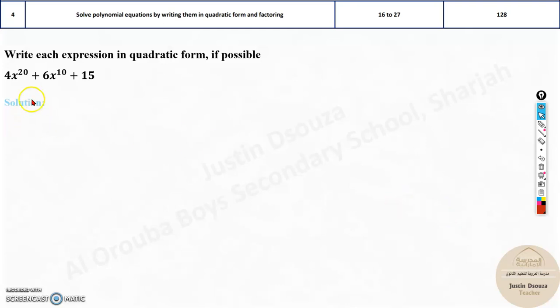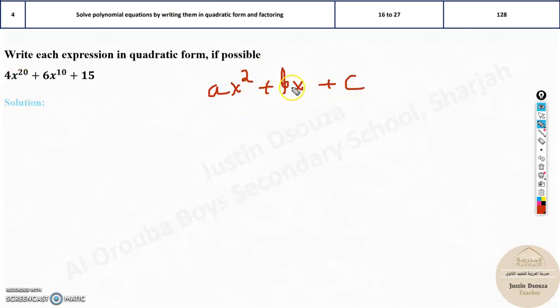In this topic, we need to solve the polynomial equation by reducing it to quadratic form. Now, if you're thinking, what's going on? It's such a huge term. How do we write it in quadratic form? Let me write the quadratic form first. This is the standard form, ax squared plus bx plus c.